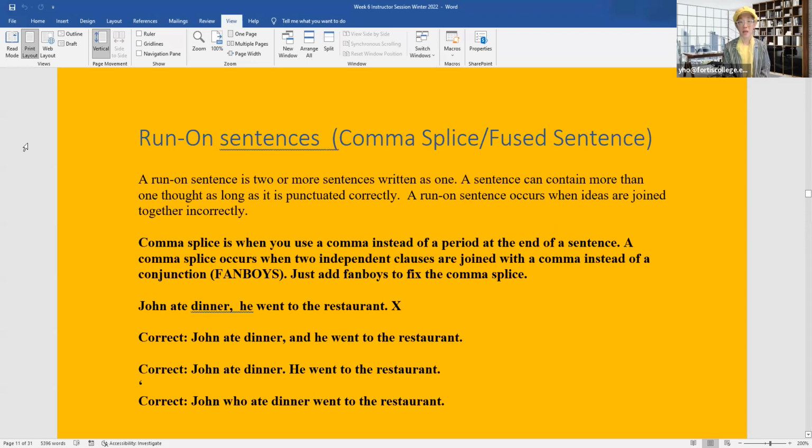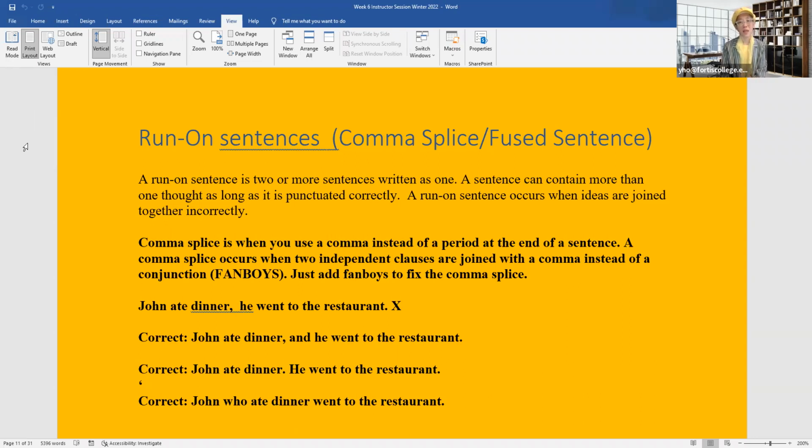Run-on sentences. A run-on sentence is two or more sentences written as one. A sentence can contain more than one thought as long as it is punctuated correctly. A run-on sentence occurs when ideas are joined together incorrectly. A comma splice is when you put two different sentences together and then, instead of putting a period, usually we put a period after a sentence. But if we forget to put our period and we just run the sentences together, then you end up with run-on sentences. And you've got two kinds of run-on sentences.